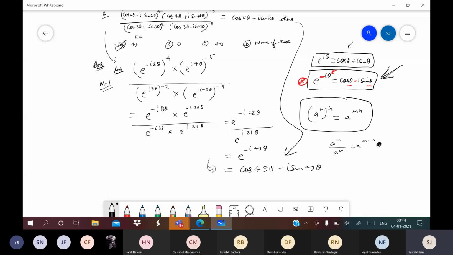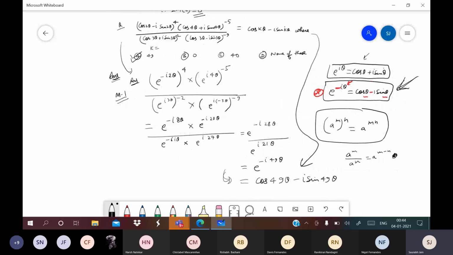Now if I want to solve this same question using de Moivre's theorem, right? So what are the options I have? Let us see.